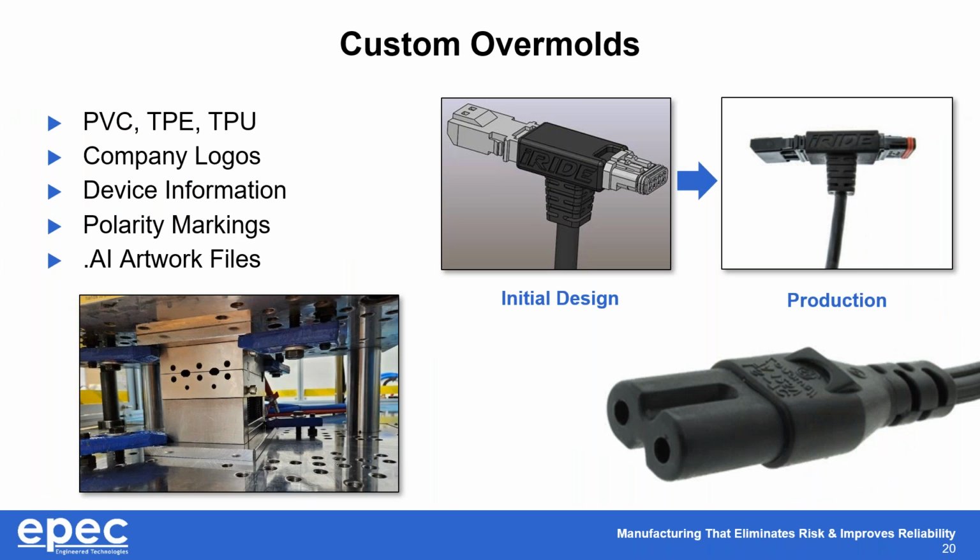In addition to everything we do with compression molding, we also injection mold our overmolded cables. A lot of these electronic devices have some type of overmolding. Most of them use a thermoplastic like PVC or TPE, but these are all custom, purely custom. And what I mean by that is we can literally add anything to your design that you want. This can include company logos, polarity markings, other specs and rating information like the current or wattage, or it can just include branding information.